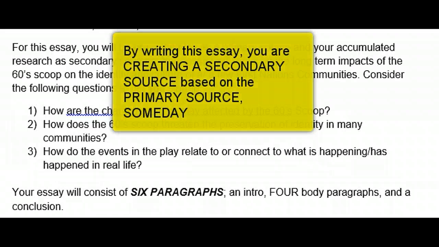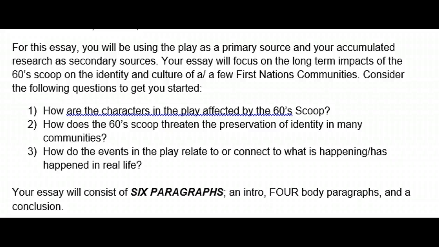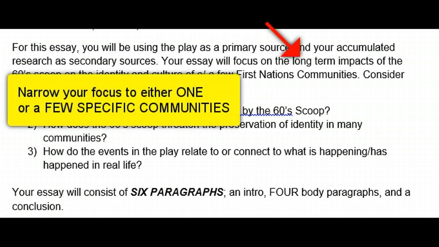Now, using your primary and secondary sources, so that's the play Someday plus your research as your secondary sources, your essay is going to focus on the 60s Scoop. Specifically, what are the long-term impacts of the 60s Scoop on the identity and culture of either one or a few different First Nations communities?